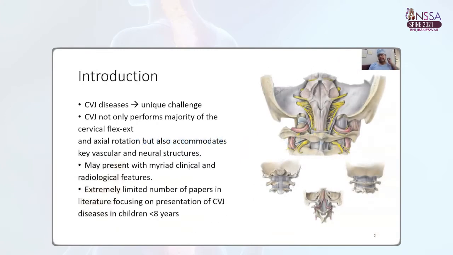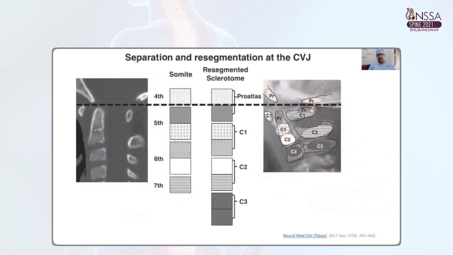So we know that CVJ diseases present a unique challenge because most of the flexion, extension, and axial rotation occurs at the CVJ, and it also accommodates the key vascular as well as the neural structures. Understanding the embryology of CVJ is extremely important to understand the management of the pediatric craniovertebral junction pathology.